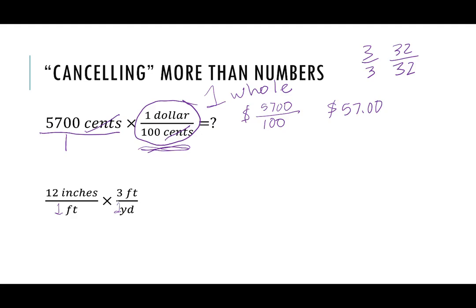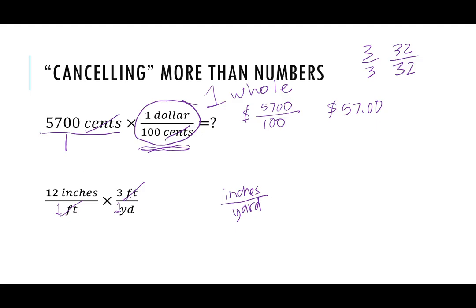So we have 12. What's crossing out? We have feet and feet here. So those are crossing out. Our answer then is going to be left with, in the numerator, inches and, in the denominator, yard. So we're going to figure out how many inches are in 1 yard. So we'll go ahead and multiply the numbers that are left.